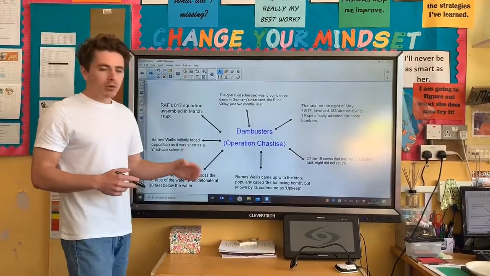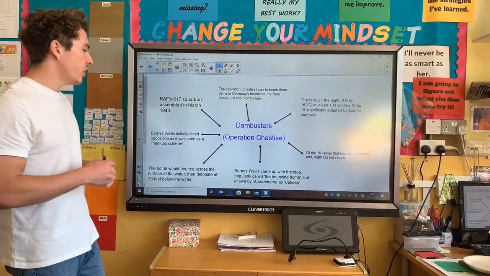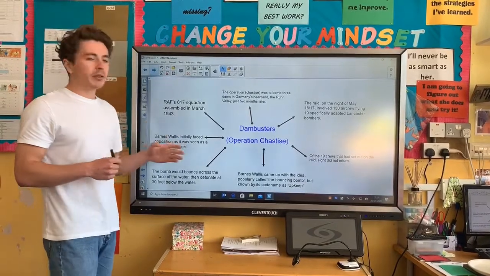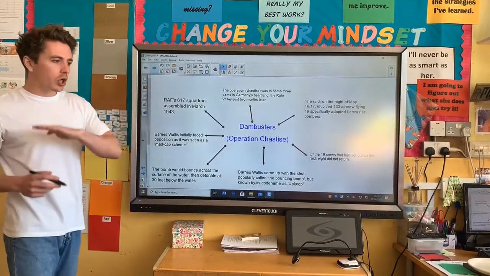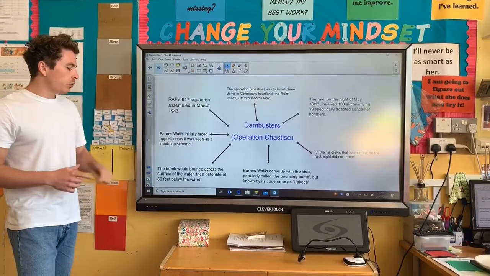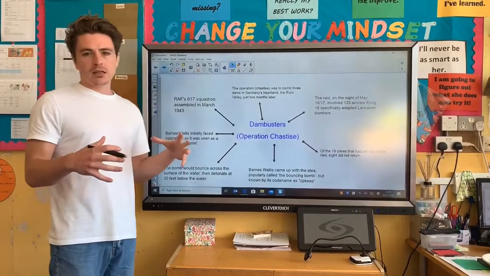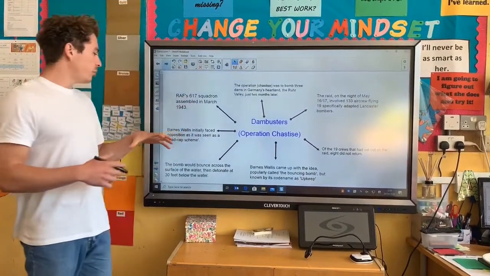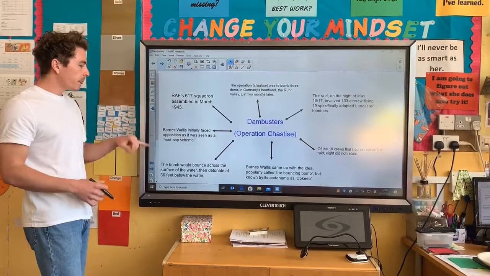The man who came up with the bomb, or the bouncing bomb, was Barnes Wallace, and it was also known as Upkeep. Now the bomb would bounce across the water, almost like a stone that skims across the water, and then it would detonate at 30 feet below the water. Now the reason it needed to detonate so low was because these dams were protected by anti-torpedo nets, so they needed to sink to a certain level before they could explode.